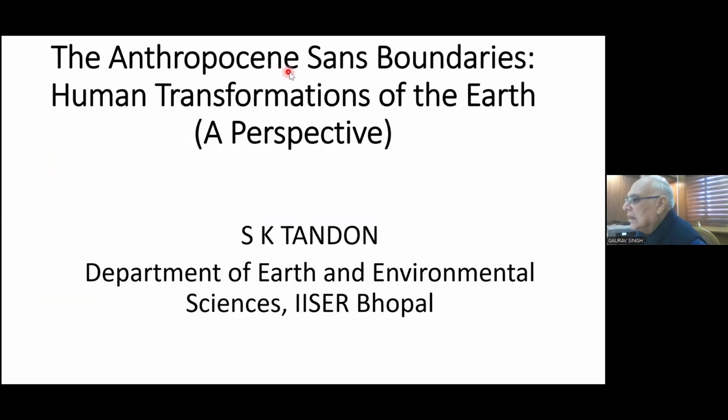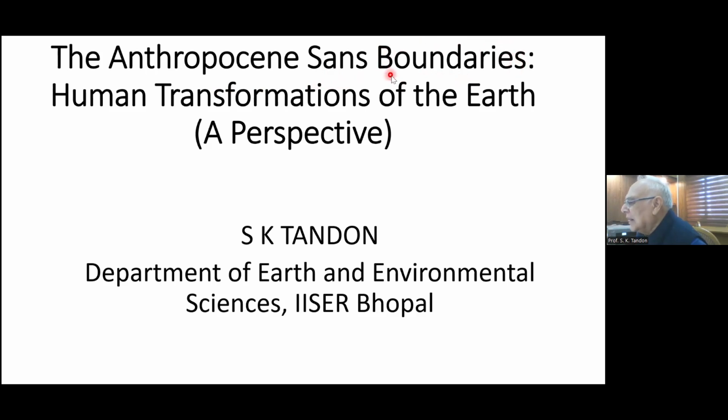As you see, it's the Anthropocene without boundaries. The human transformations of the earth, as we all know, are very pervasive. They have taken place over millennia and maybe lakhs of years and so on. So both in terms of time as well as in terms of the interventions that humans have made with the planet, it's very difficult to capture and put the Anthropocene and create boundaries, right?